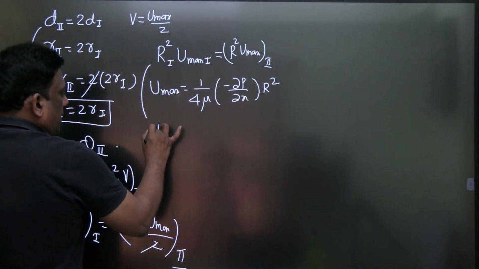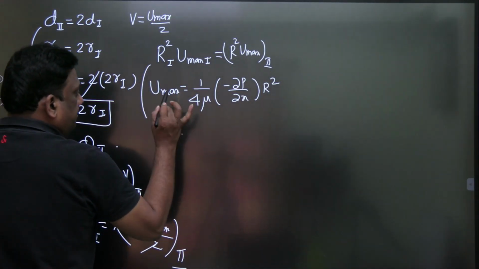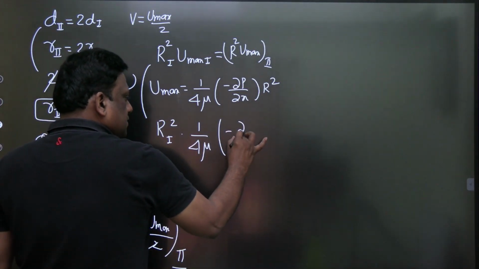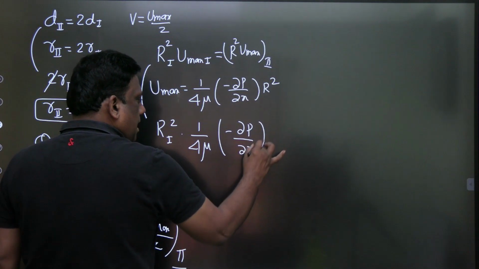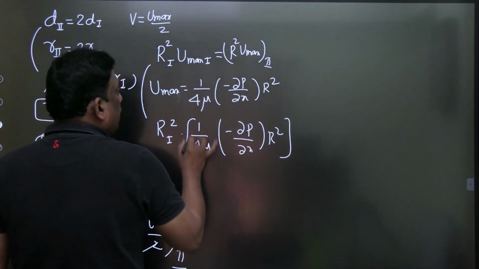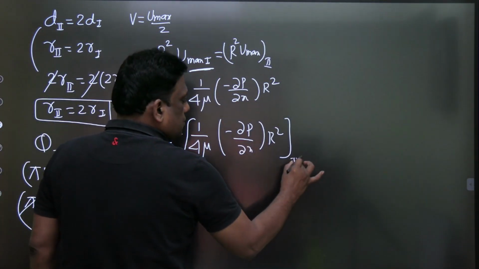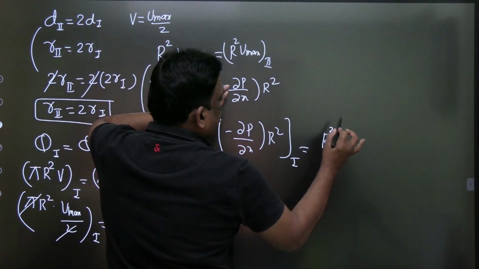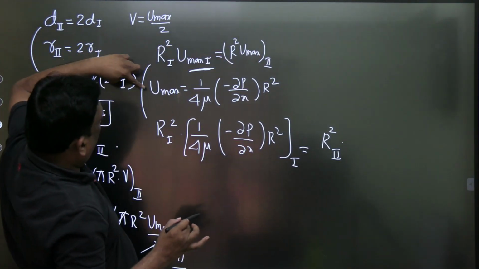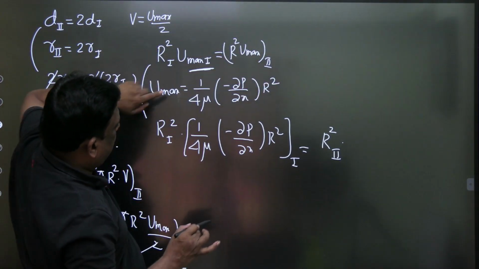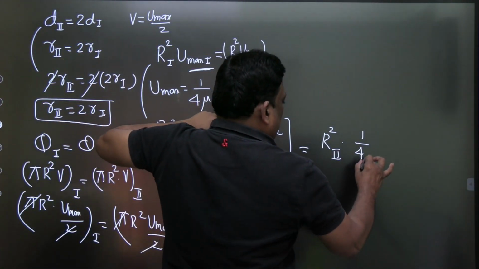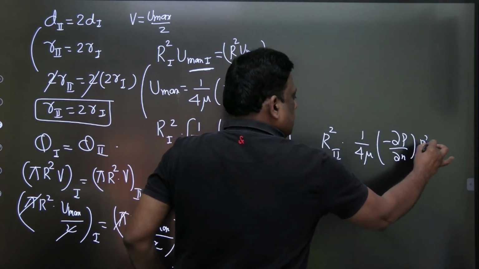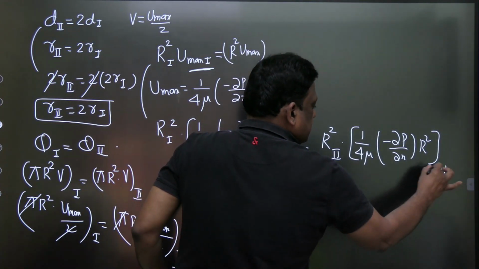So therefore, R1 square into u maximum, which is 1 by 4 mu into minus dou p by dou x into R1 square, for the first pipe, should be equal to R2 square into u max for the second pipe. This is the general equation for u max, so it will be 1 by 4 mu into minus dou p by dou x into R2 square for the second pipe.